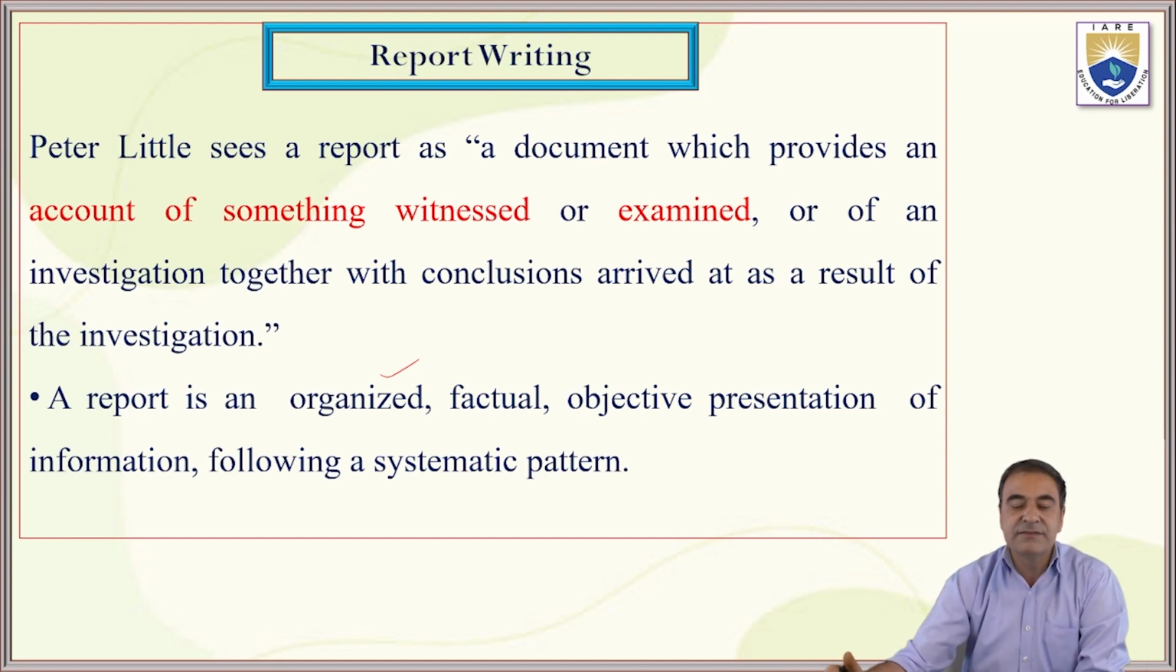And the next one is it should be factual. Whatever you're writing in a report, it should be factual. Of course, we can add, for example, data and graphics here, so as to substantiate our facts. Here, it's the objective. When I say objective presentation, it means unbiased. Here, it's not a subjective piece of writing. I can't express my feelings, emotions, or thoughts on any matter.